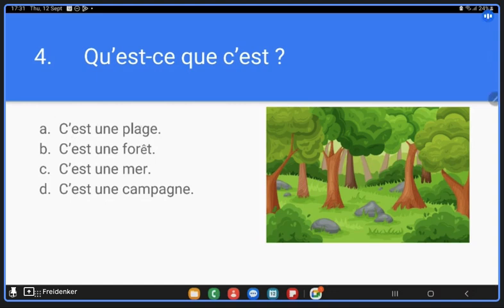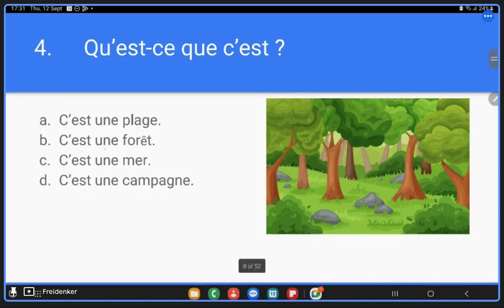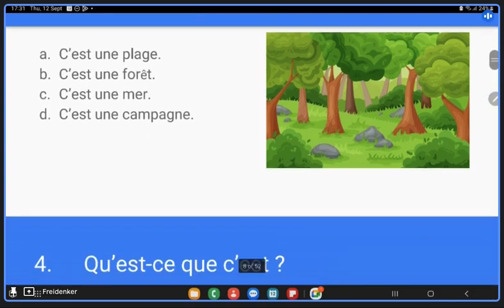See, you need to know your vocabulary here. Plage means a beach. It's a beach. C'est une forêt. Forêt is forest. You know. C'est une mer. Mer is a sea, ocean, sea, whatever. C'est une campagne. Campagne is a countryside or a village. You don't see any village here, so the option is B. C'est une forêt. Qu'est-ce que c'est? C'est une forêt.